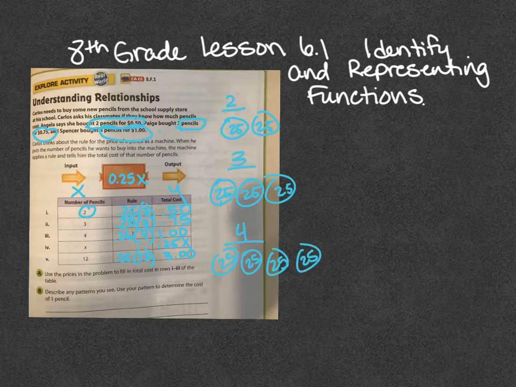Use the prices in the problem to fill in the total costs in row 1 through, so 1 through 6. Is that a 6? 1 through 5. Describe any patterns you see. Use a pattern to determine the cost of 1 pencil. A 1 pencil is 0.25, 25 cents, which, I don't know, our brains went to it right away, or at least mine did, and I think because we've been working on this so much over the last several lessons, probably that's what your brain did too. The drawing helped too.